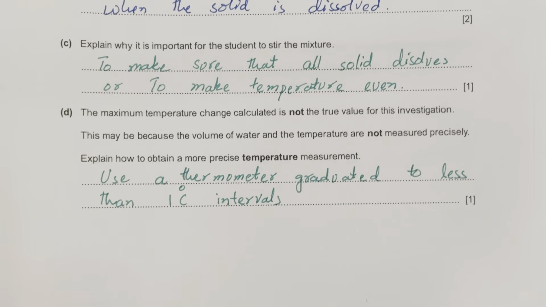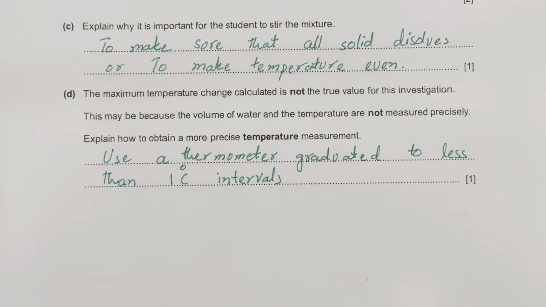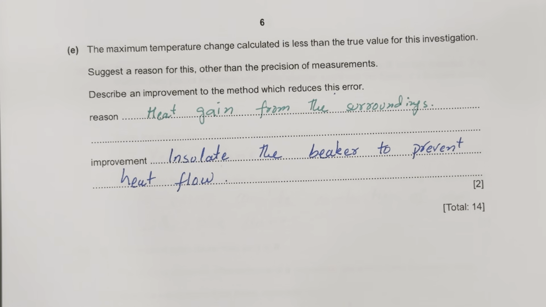Moving to part D. The maximum temperature change calculated is not the true value for this investigation. This may be because the volume of water and the temperature are not measured precisely. Explain how to obtain a more precise temperature measurement. You can say that you can use a thermometer that is graduated to less than 1 degree Celsius intervals. It means that for more accuracy you need to take a thermometer that has an accuracy of less than 1 degree Celsius. So this was an easy part.